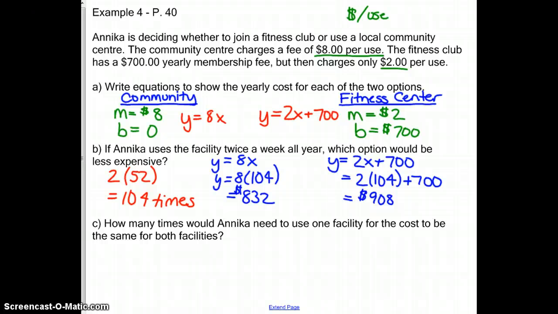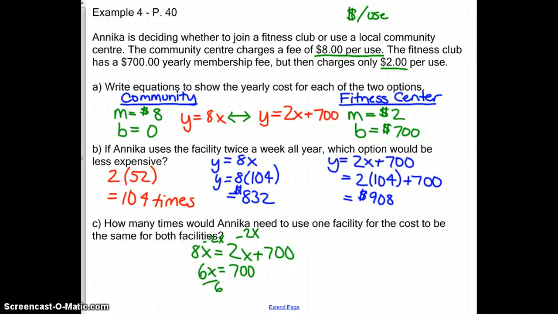So now she's wondering, when would it be the same for both facilities? Now, if you look at these two equations that you have, they're both equal to y. So since they're both equal to y, we can actually say that they're equal to each other, since we're trying to find where they are equal. So if we take 8x and set it equal to 2x plus 700, we can do that because that's the equation for each line, and we're trying to see when they cross or where they're equal to each other. Now I want to move all the x's over, so I subtract 2x and subtract 2x. So I get 6x on this side, and I'm left with 700 on the other.